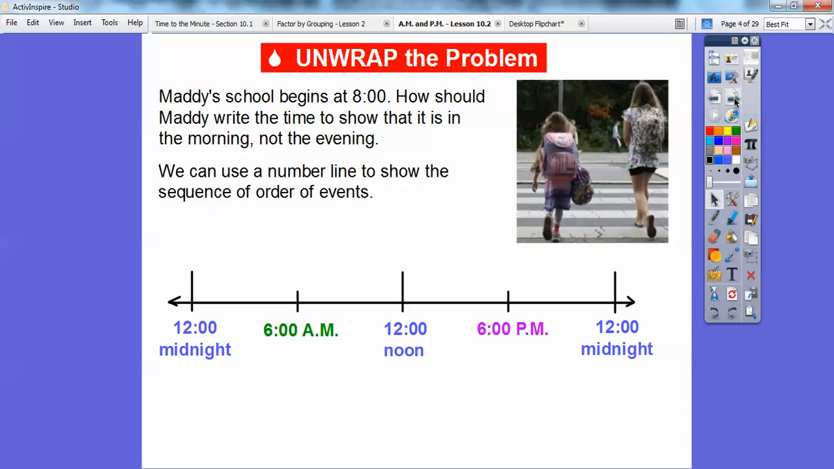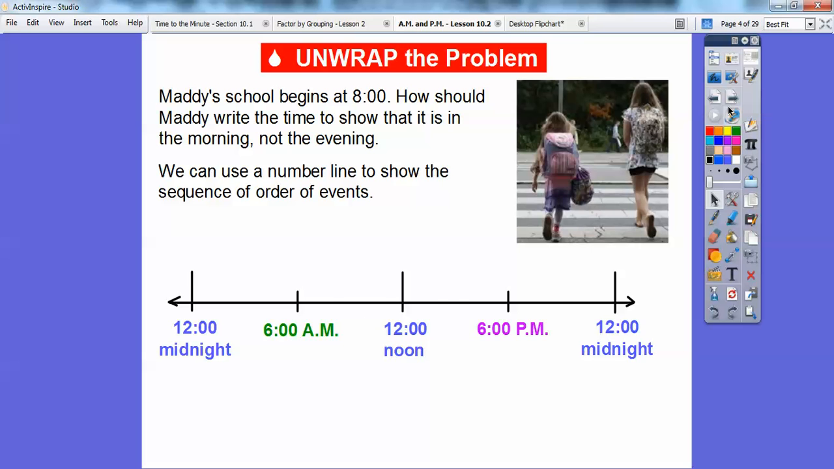Okay, so we can use a number line to show the sequence of the order of events. So this number line goes from 12 o'clock midnight to 12 o'clock noon. Now midnight is when everybody's asleep, or most people are asleep, and I'm sure you guys are asleep. So 12 o'clock, this is nighttime, you guys, and this is considered in the AM. So 6 o'clock would be early in the morning, at 6 o'clock in the morning. And then we keep going.